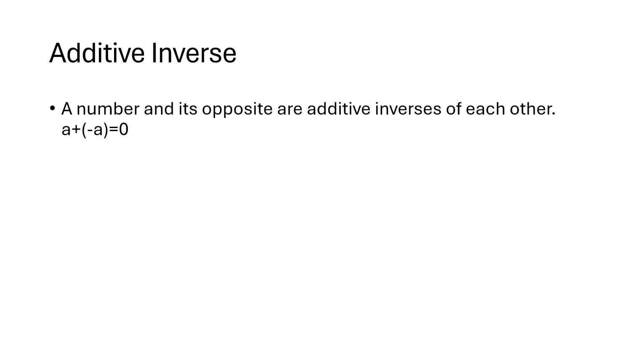Additive inverse. A number and its opposite are additive inverses of each other. A plus negative A is equal to 0. For example, 3 plus negative 3 is equal to 0, or 4 minus 4 is equal to 0.